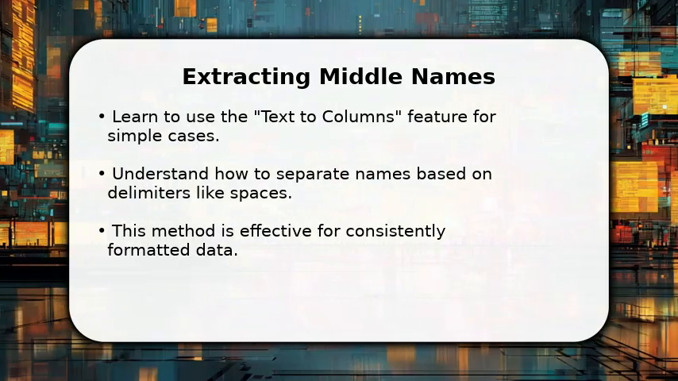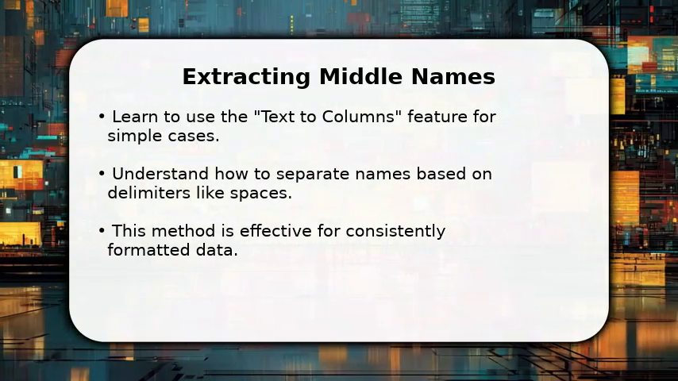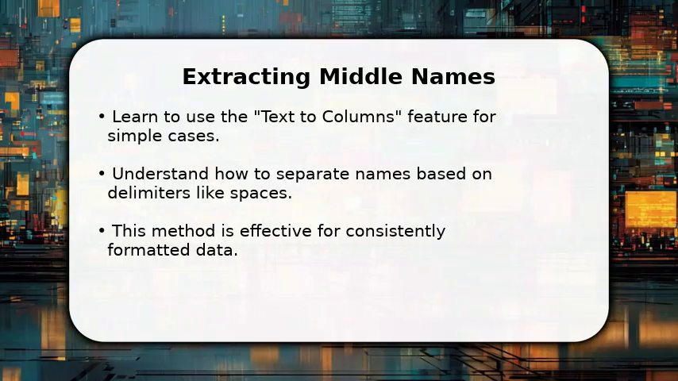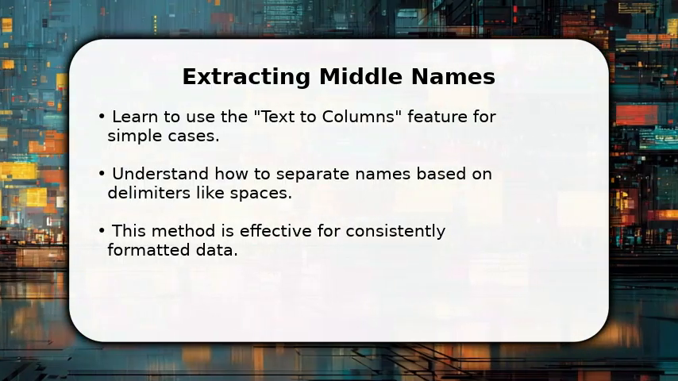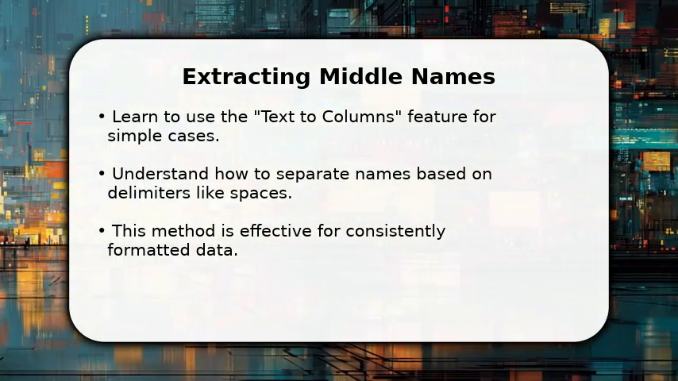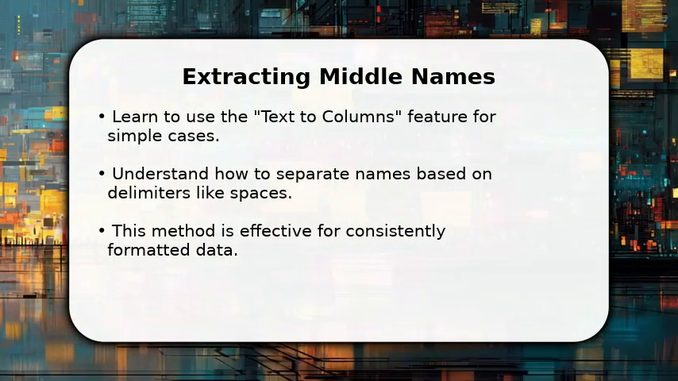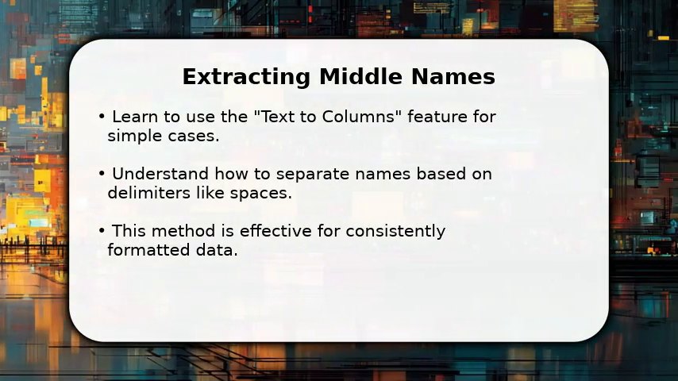Choose Delimited and click Next. Select Space as your delimiter. You'll see a preview of your data being split into separate columns. Click Next and then Finish to complete the process, effectively separating the first, middle, and last names into distinct columns.